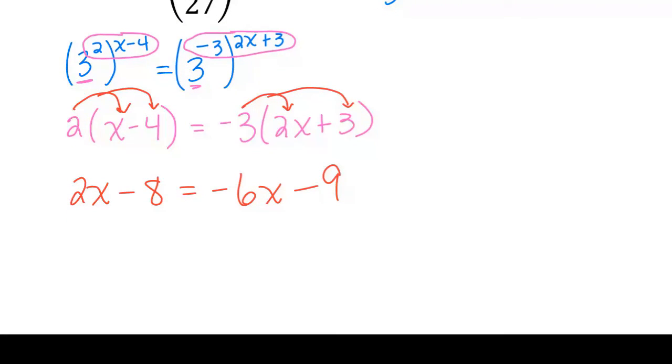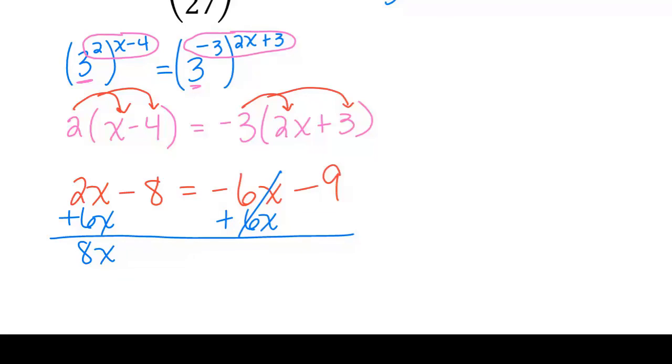And I personally like to deal with positive x's. So which one can I move to make it positive x? The 6. We can add 6x on each side. And then that's going to give us, oops, I would put minus. What's 2x plus 6x? 8x minus 8 equals negative 9.